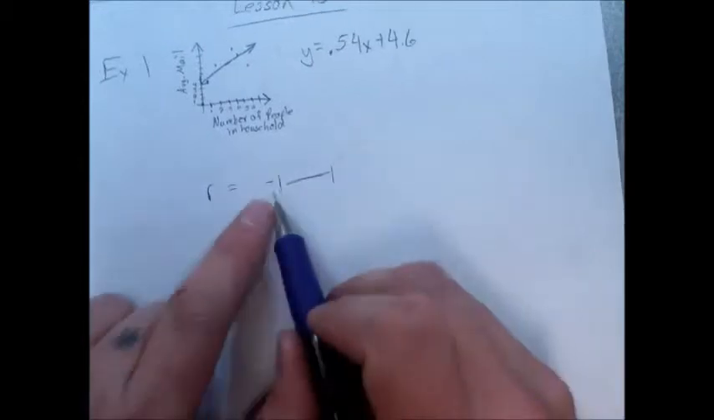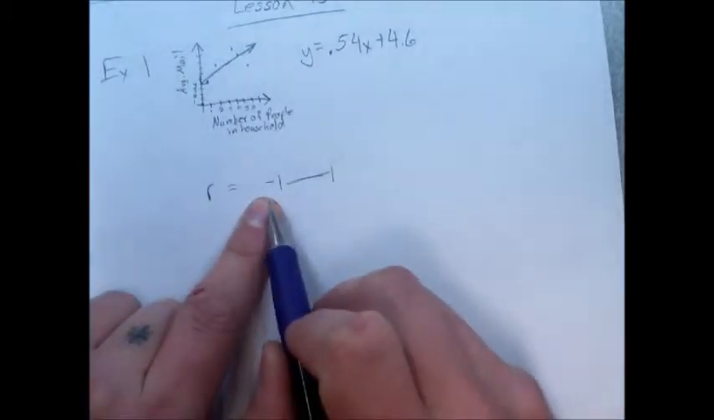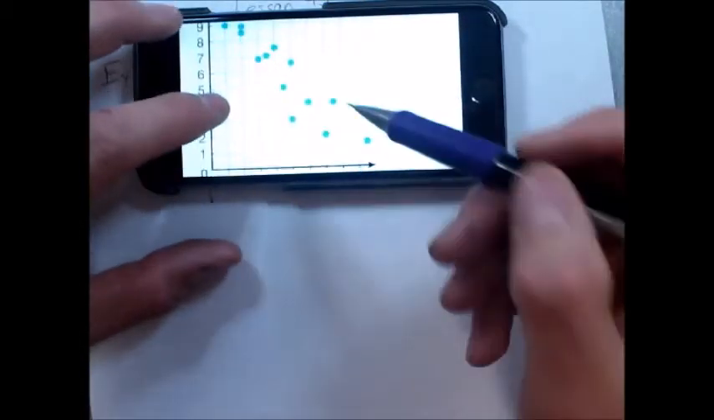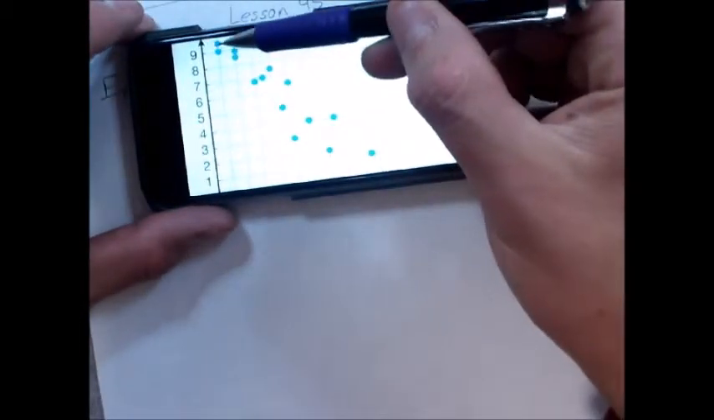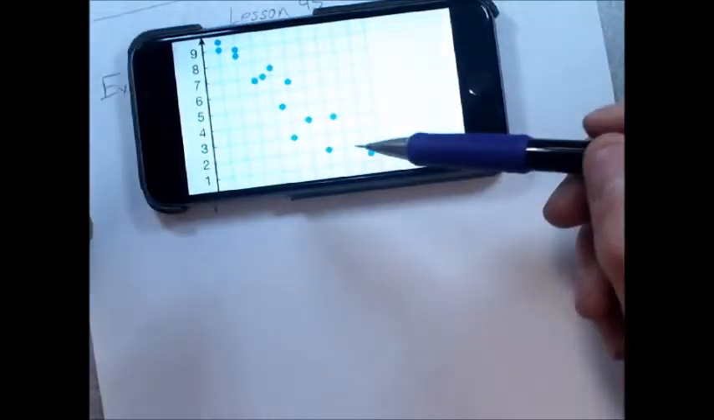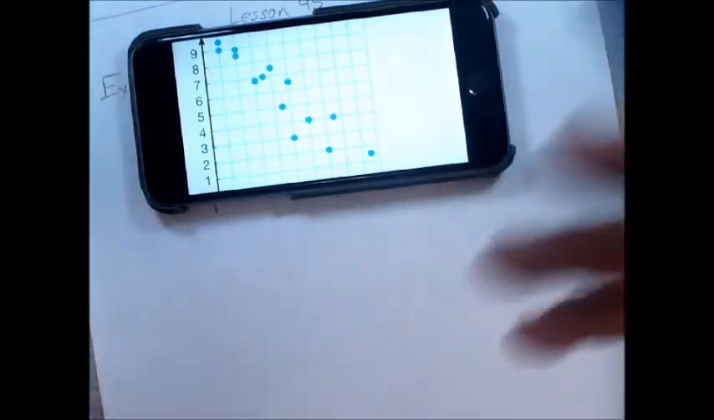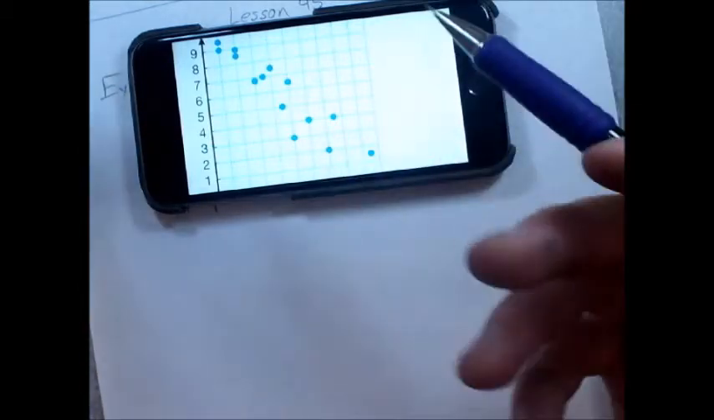The closer it is to the absolute value of 1, the stronger the correlation. So let me show you what some of these would look like. The closer these numbers are, so the closer the dots are, the stronger the correlation. If it's a negative slope, then the R is going to be negative. They just use R as the value. And the higher the number.